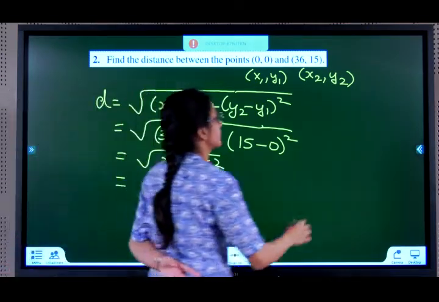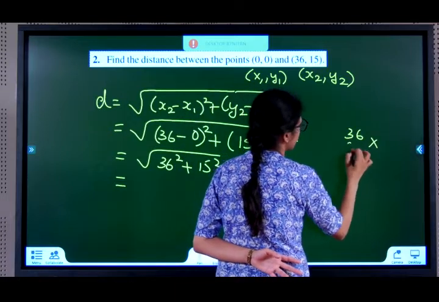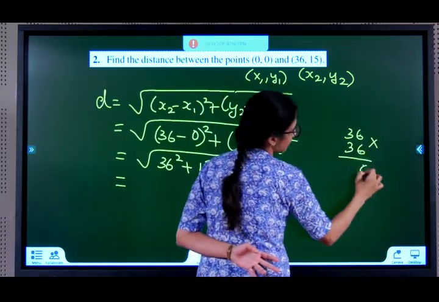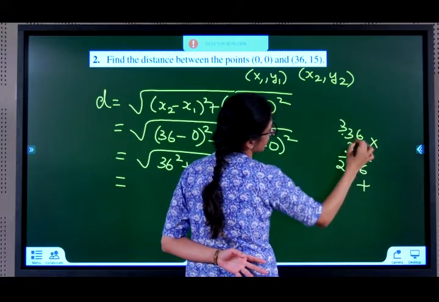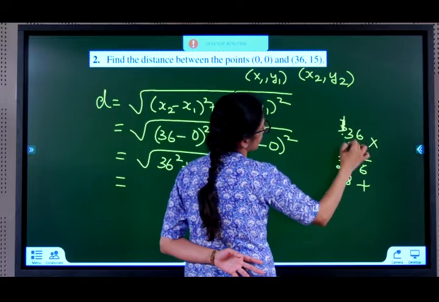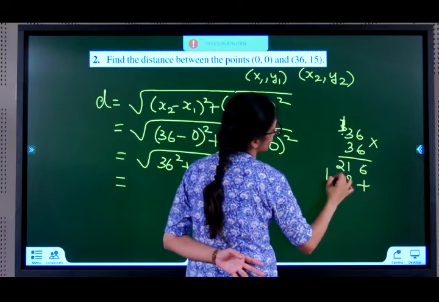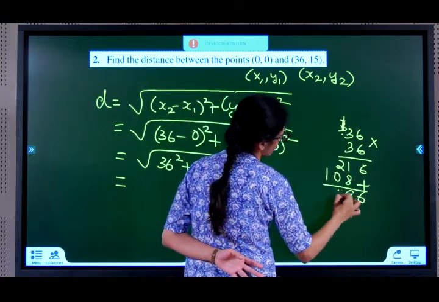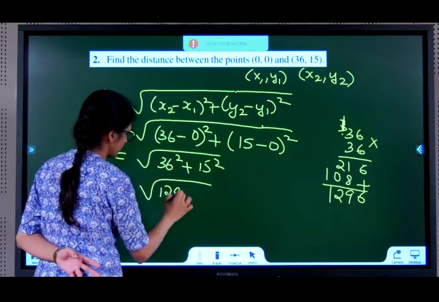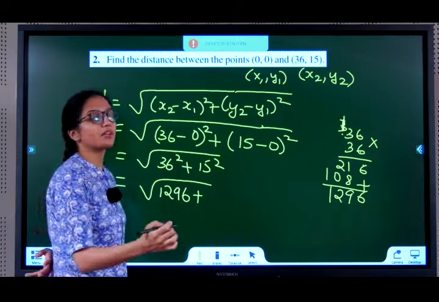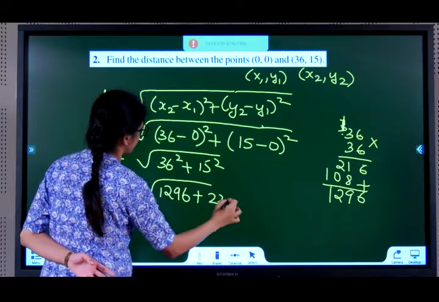36 into 36. 6 6s are 36. 6 3s are 18. 18 plus 3 21. 3 6s are 18. 3 3s are 9. 9 plus 1 10. 6 9 2. 1296. Root 1296 plus 15 square we all know is 225.